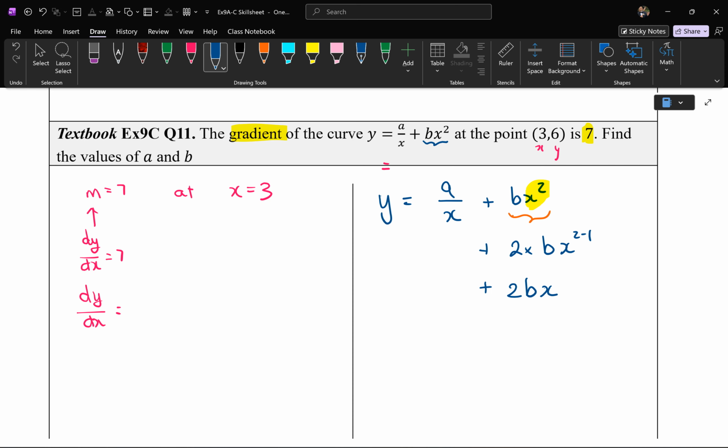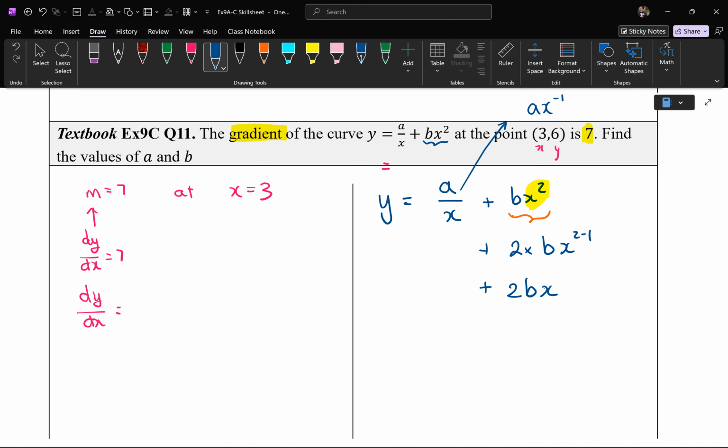But how would you go about doing the fraction one first? How would you do it? Let's go with Adonis. How would we derive a over x? Beautiful. So rewrite this instead as ax to the power of -1. Okay, then it's a lot more similar to the bx squared. So now you can use the power rule again.